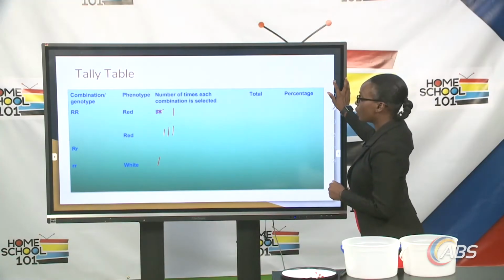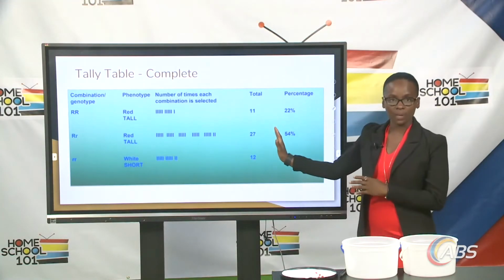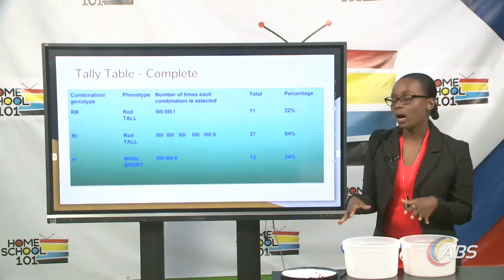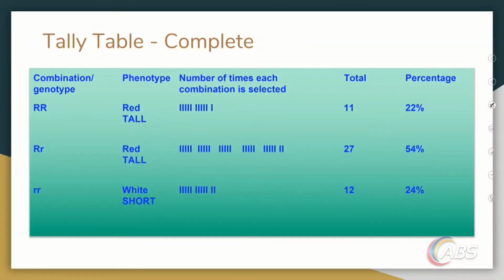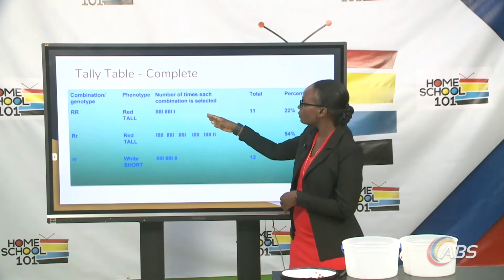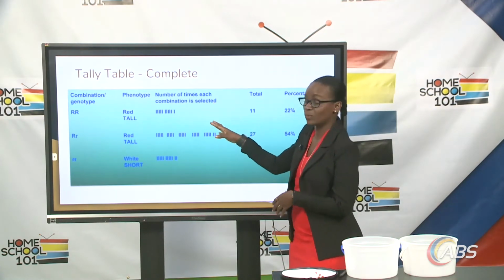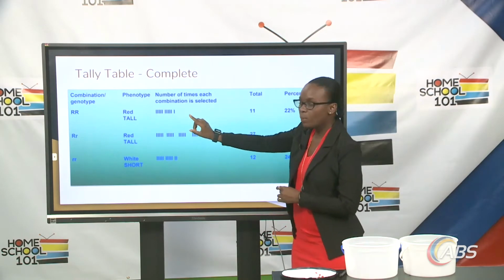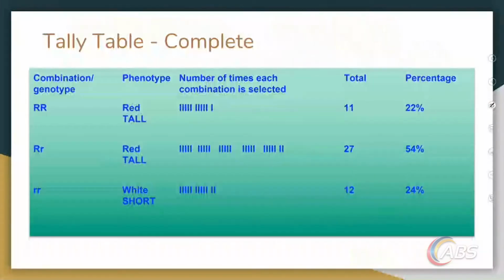All right, so now we have all the information about the beads and how many we were able to get in the combination. And if we look, we see the combination slash genotype: uppercase R's, two of them, uppercase and lowercase r, and two lowercase r's. And if you notice, you would see the amount of times the combinations were selected. For the homozygous dominant, we got 11 in total. The heterozygous was 27, and the homozygous recessive was 12.